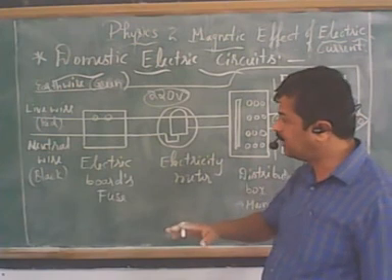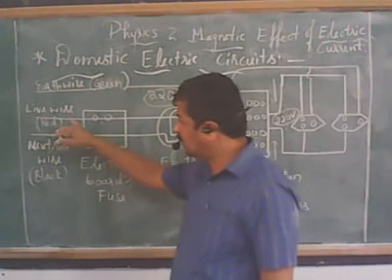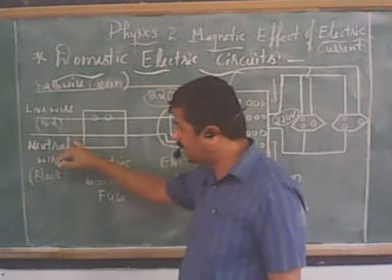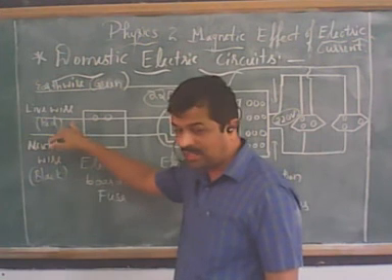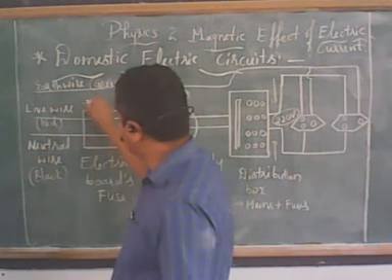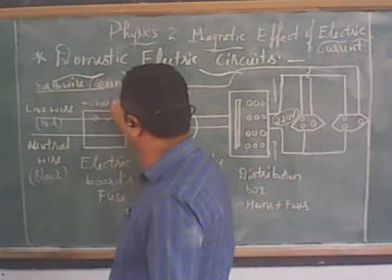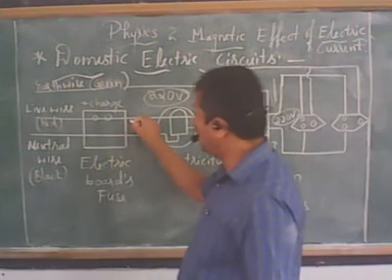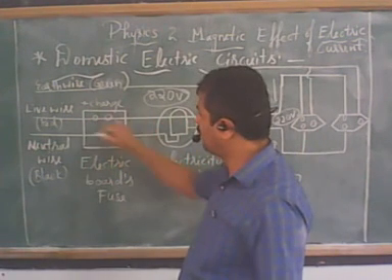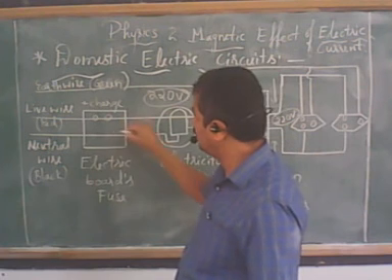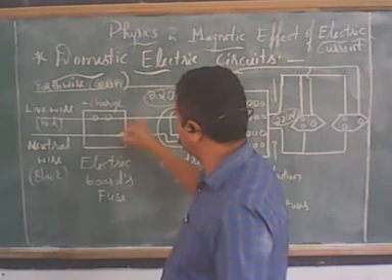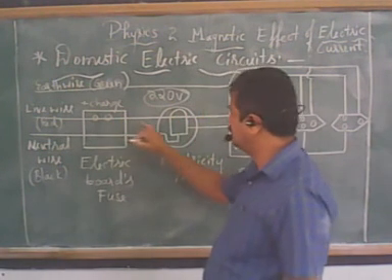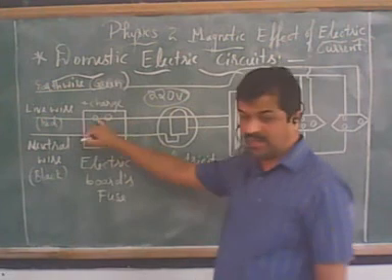Very important. First, there are two wires, live wire and neutral wire. Live wire is red in color. Live wire carries positive charges. Electric current flows through the live wire. Positive charge flows through the live wire.